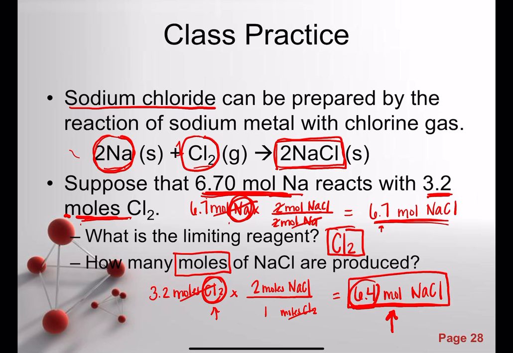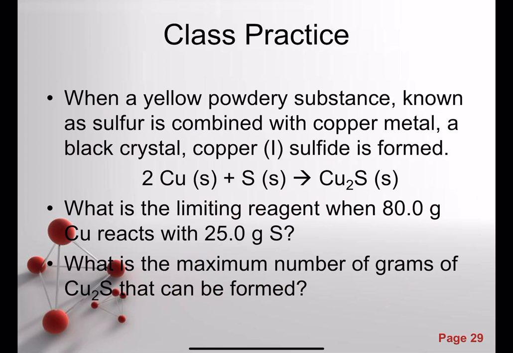Okay, let's do one more. So it says when a yellow powdery substance known as sulfur is combined with a copper metal, so we've got here copper and sulfur combining, a black crystal, copper 1 sulfide, is formed. Okay? What is the limiting reagent when 80 grams of copper reacts with 25 grams of sulfur? Okay? So I'm going to work up here at the top right now.